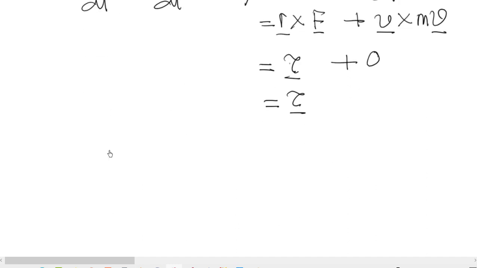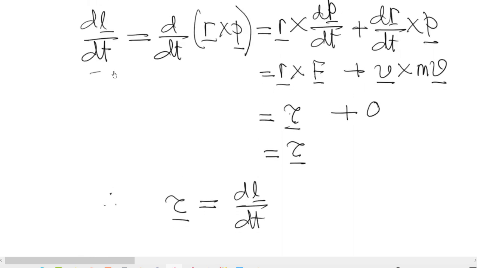Thus we have found that the torque acting on a particle is just the time derivative of the angular momentum. So this time derivative of angular momentum is equal to the torque. This is the required relationship between the torque and the angular momentum.